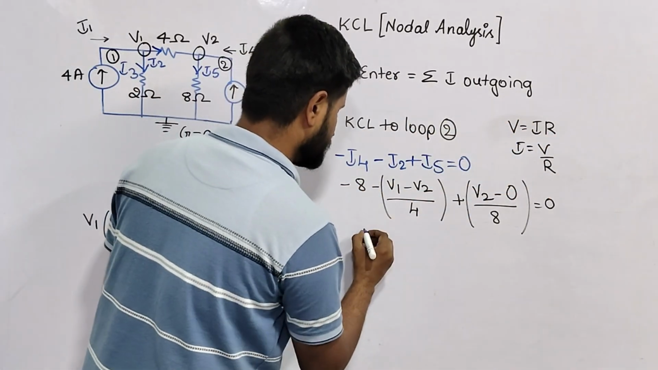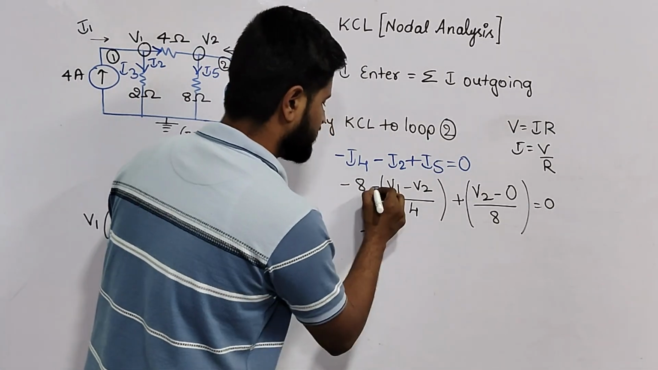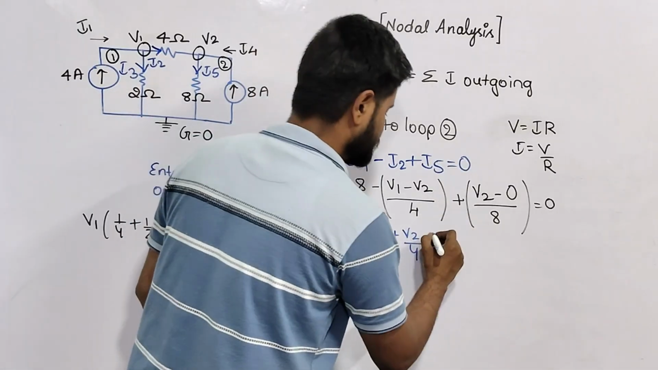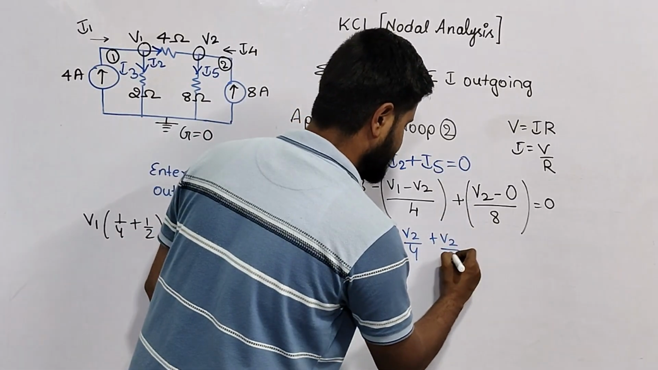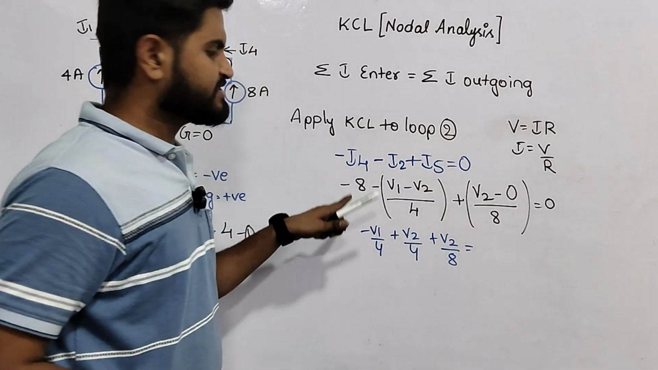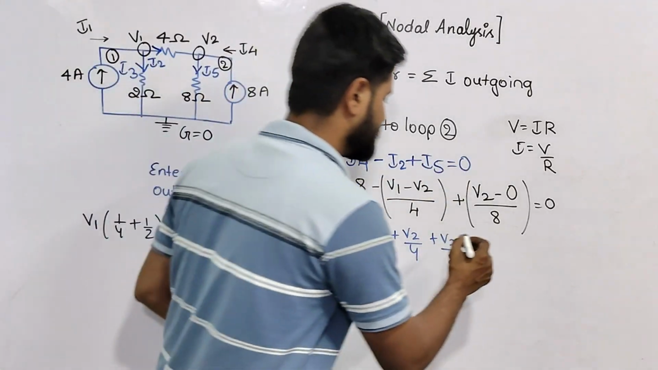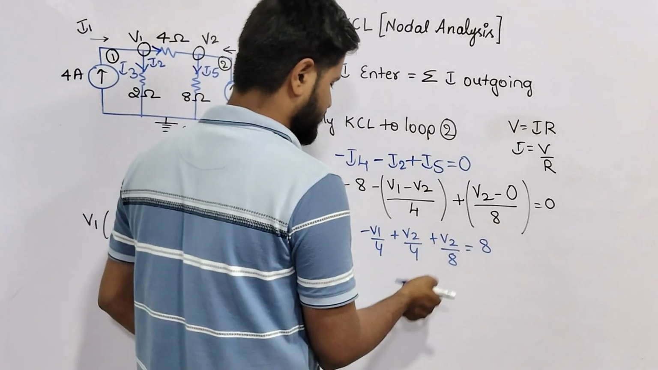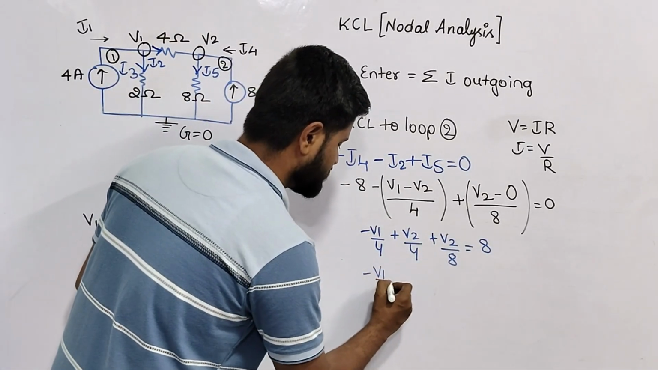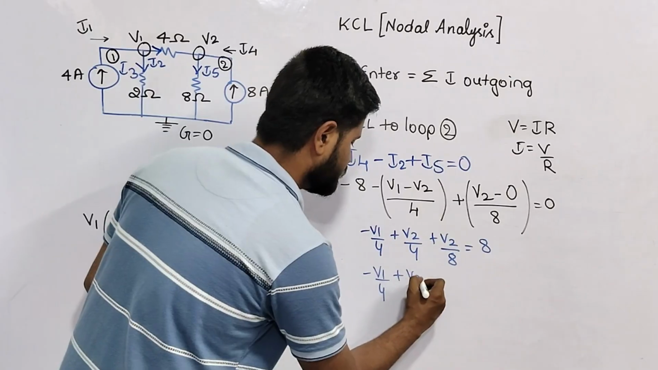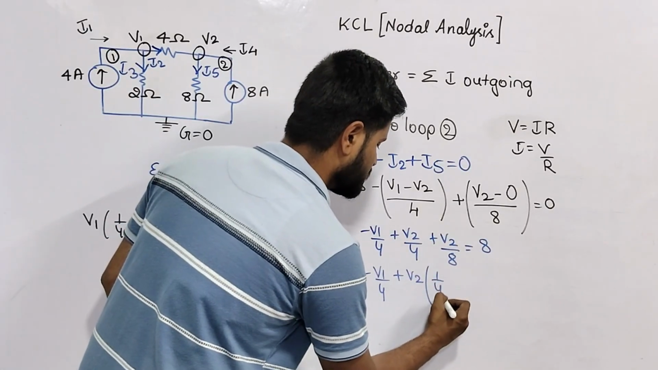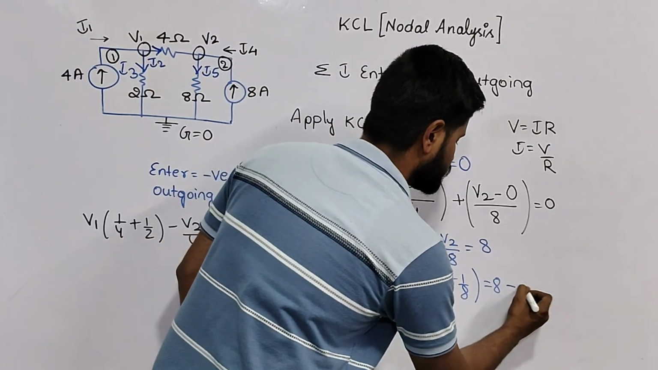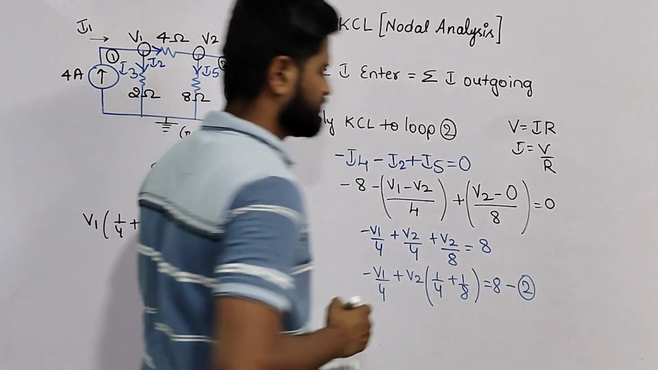So minus V1 by 4 minus into minus plus V2 by 4 plus V2 divided by 8 will be equal to minus 8. If you send it towards the right hand side, it will be equal to plus 8. So now V2 is here, V2 is here. So let's combine. Minus V1 by 4 plus V2, I will take it outside, 1 by 4 plus 1 by 8 will be equal to 8. So I will call this equation number 2.